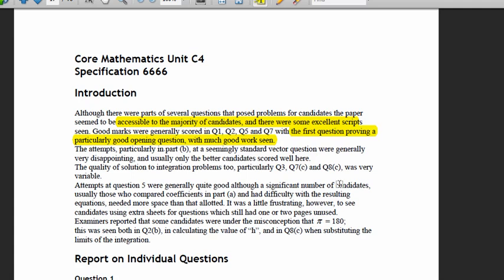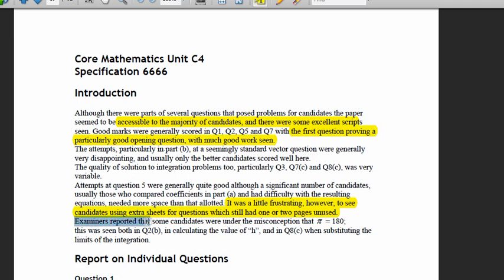Now, anything else about question number 1? There is a general idea. It was a little frustrating, however, to see candidates use extra sheets for questions which still had 1 or 2 pages unused. So don't take extra sheets. They suggest that you do the sum in the proper way, because if you do the sum in the proper presentation, you will not need any extra sheet.